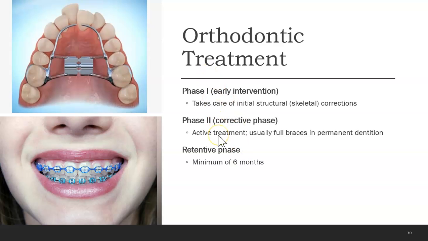Between phase 1 and phase 2, for example, in phase 1 they might put in a palatal expander because you have lots of crowding. What they want to do is expand and open up the palate, make it bigger to compensate for that crowding. Once that's done, between phase 1 and phase 2, your client will probably be wearing a retainer. Some people will be wearing a space maintainer to maintain their progress.